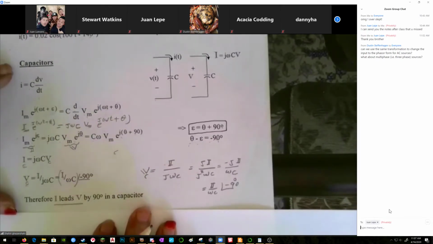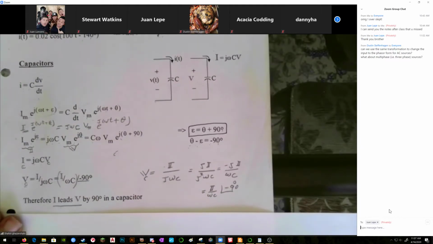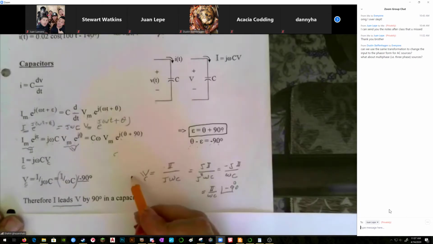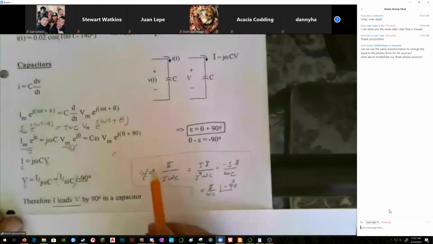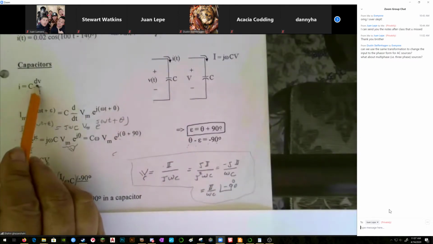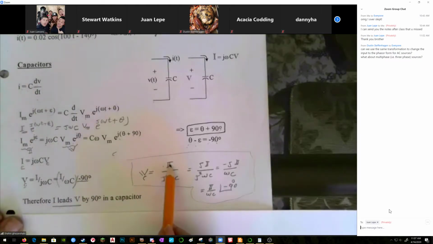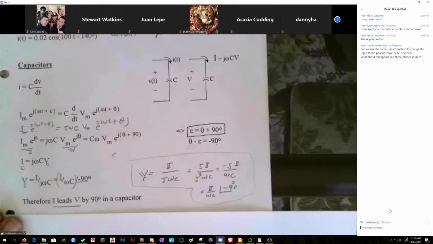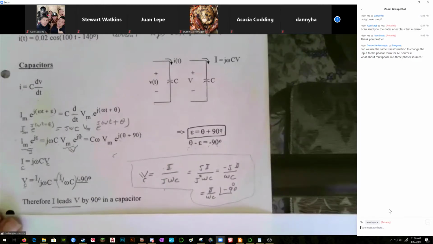Okay, I wait here if you see any question. So what I need you to memorize is this for the capacitor: instead of differentiating or integrating the current to get a voltage, you just divide the phasor current by j omega C. So your integral-differential equation is again changed to a numerical equation. Okay, any question here?